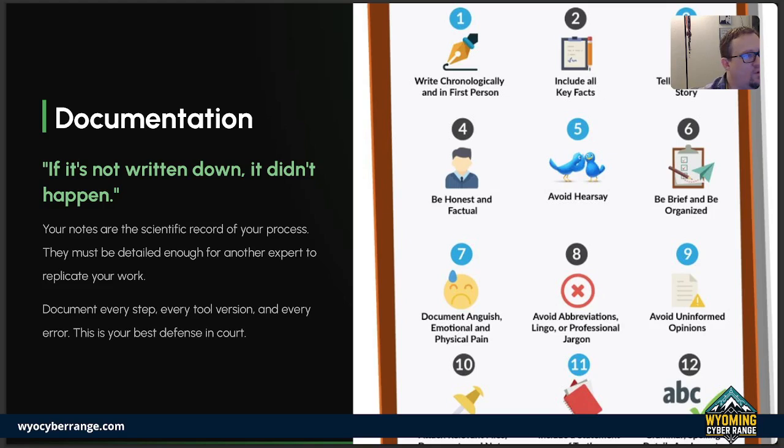One of the things about documentation here is this field requires a lot of documentation. If it was not written down, it didn't happen. Your notes must be detailed enough for another expert to replicate your work. You need to write chronologically, in time fashion, and in first person. Like, I did this, this is how I did it, these are the tools I ran, this is the process I used. We're going to want to document every tool, every command, and every error.